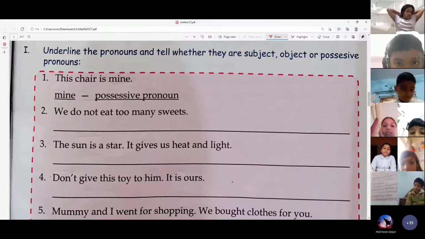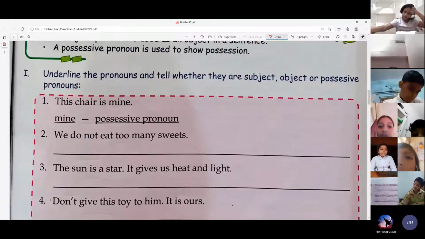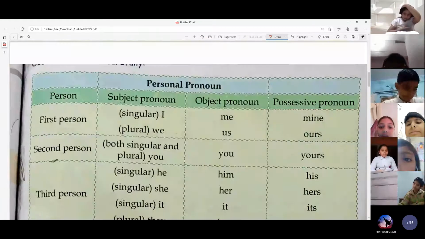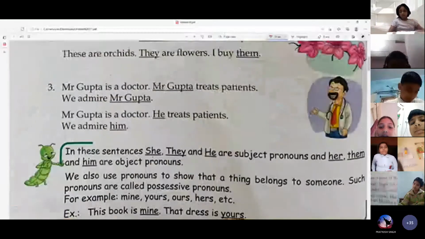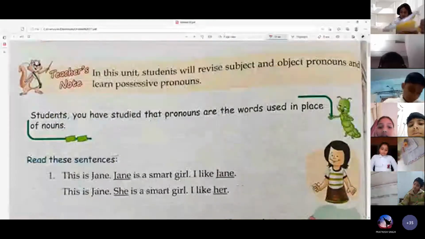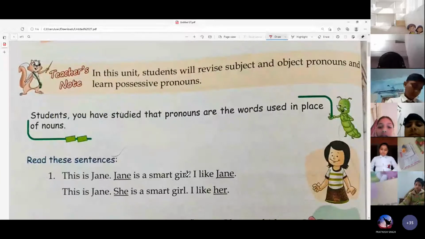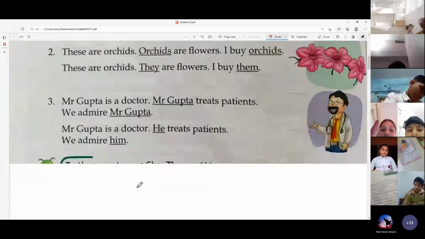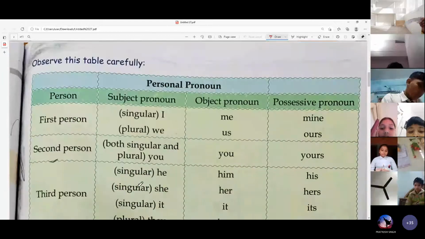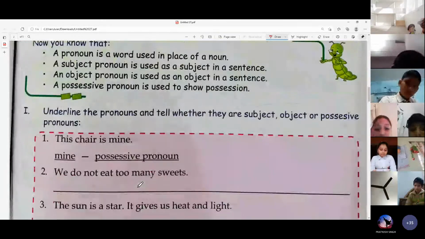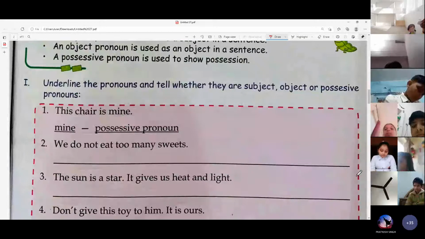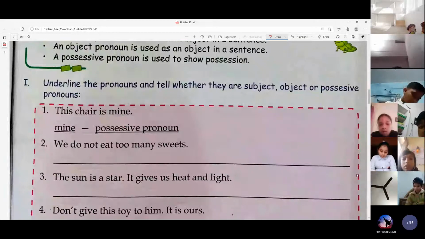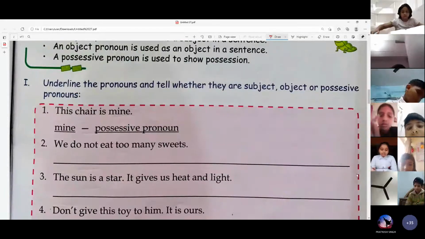We were doing unit 15, pronouns. I have explained this chapter to you and we have already done exercise 1. I gave you this exercise as homework, so today we'll discuss it. Underline the pronouns and tell whether they are subject, object or possessive pronouns.